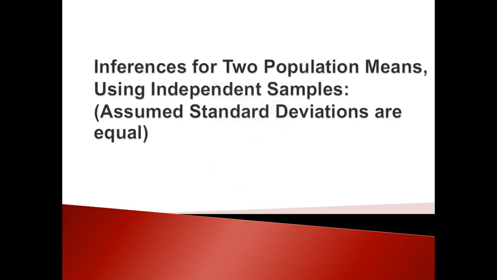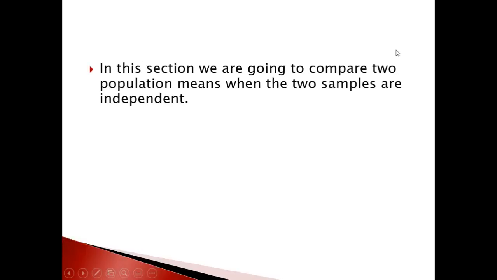Hi everyone. In this section, we are going to talk about inferences for two population means using independent samples. Here we assume that standard deviations are equal. In this section, we are going to compare two population means when the two samples are independent.